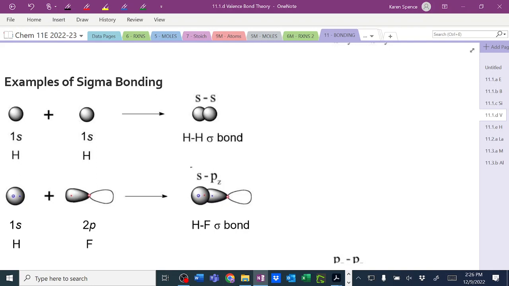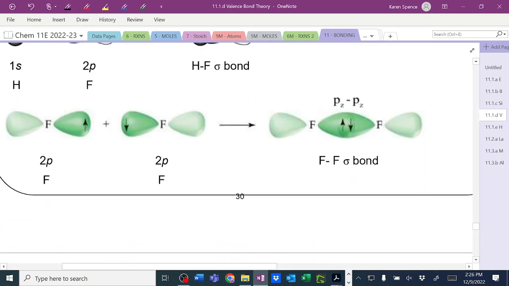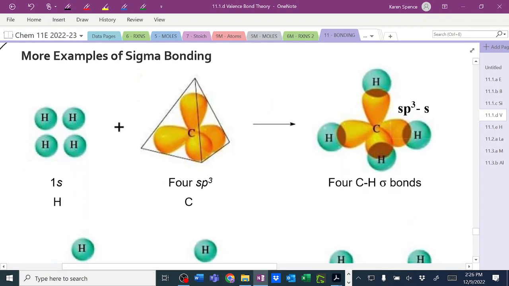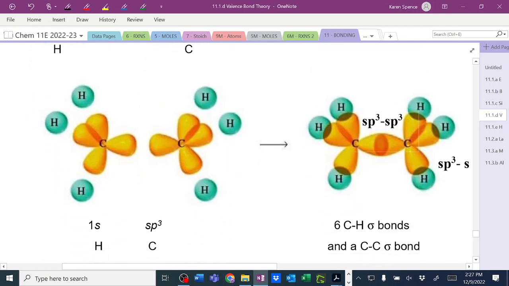Sigma bonds, we got H-H, which is s-s. We've got H-F, which is an s-p overlap. We have p-p overlap, that's fluorine. Here's some more examples of sigma bonding. We have the sp3 overlapping with an s. We have sp3 overlapping with s here, here, and here. And then the fourth sp3 of one carbon overlaps with the sp3 of the other carbon.